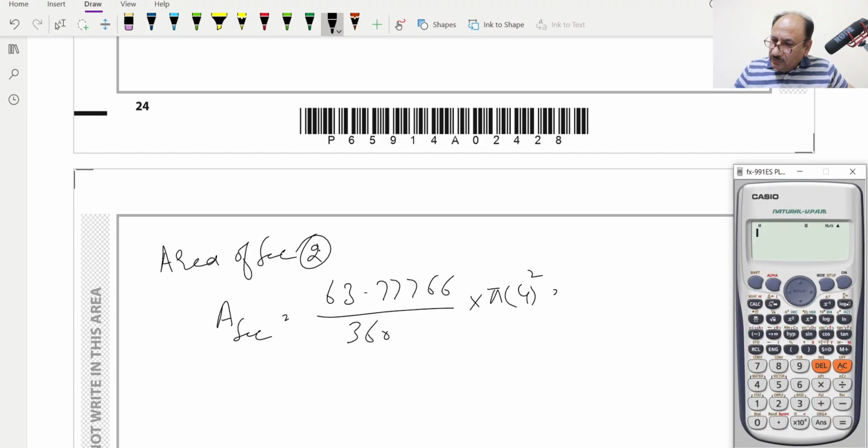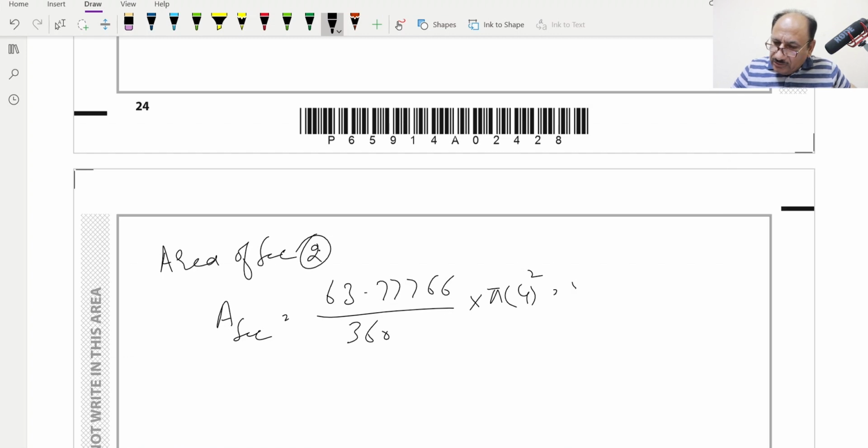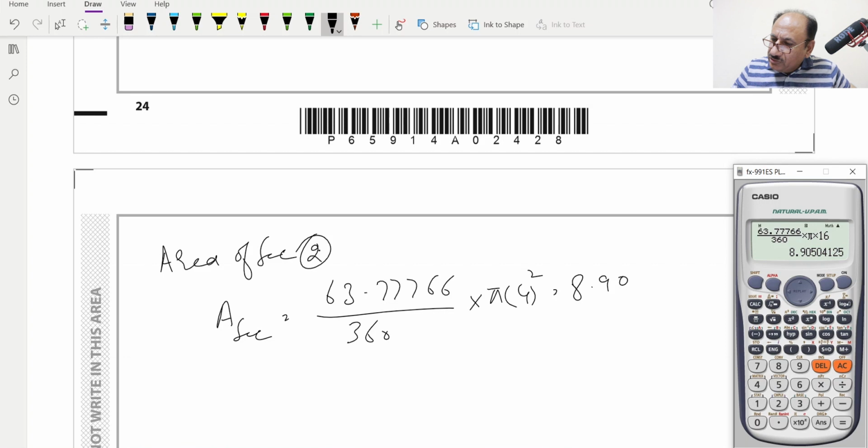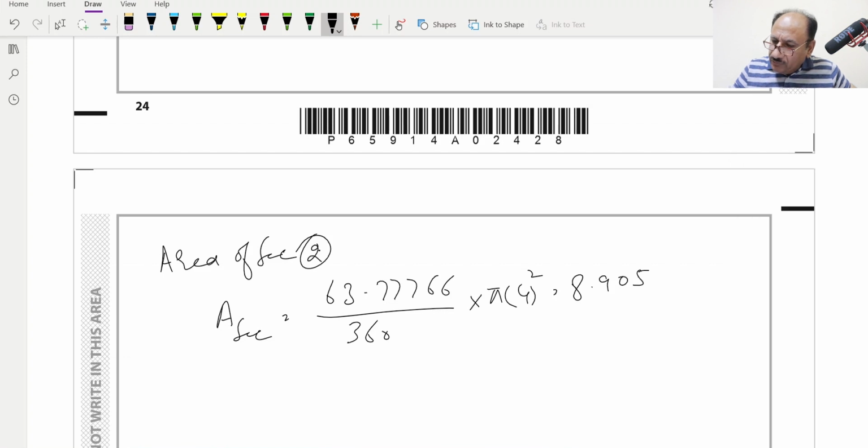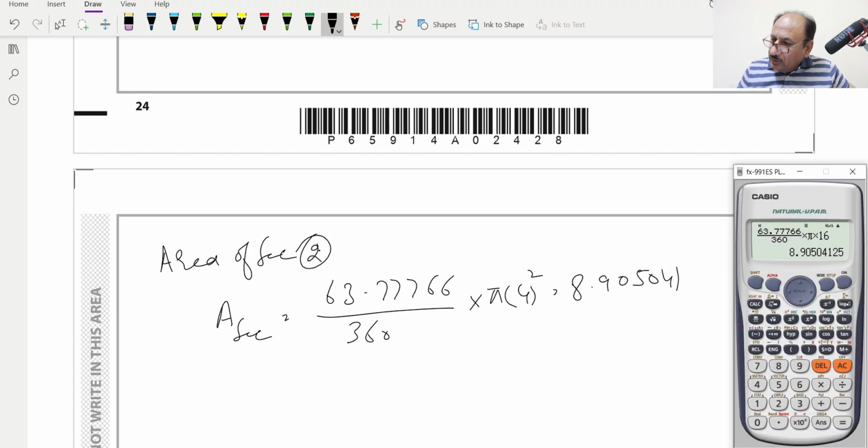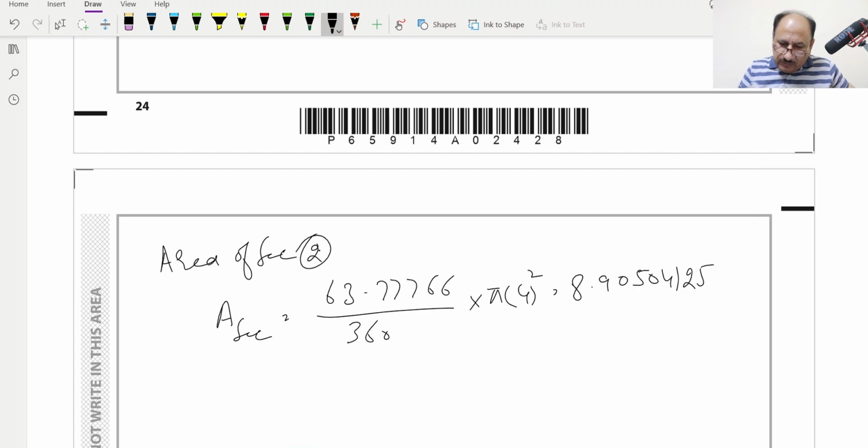This will be equal to 63.77766 divided by 360, multiplied by pi and multiplied by 4 squared, which is 16. So this is equal to 8.90504125. This is the calculator number.